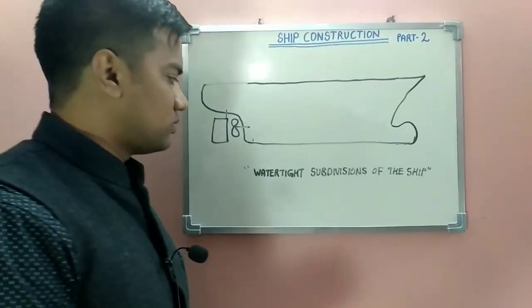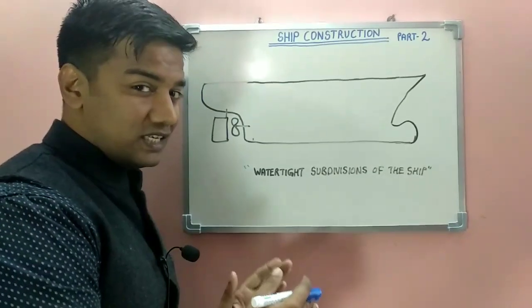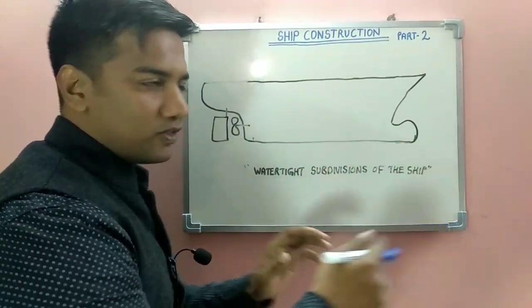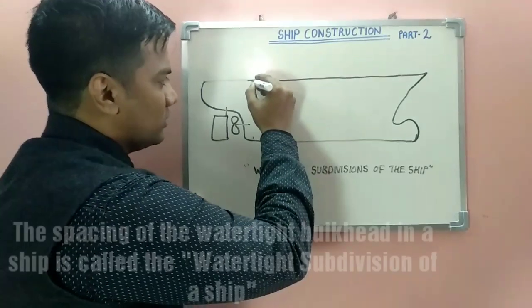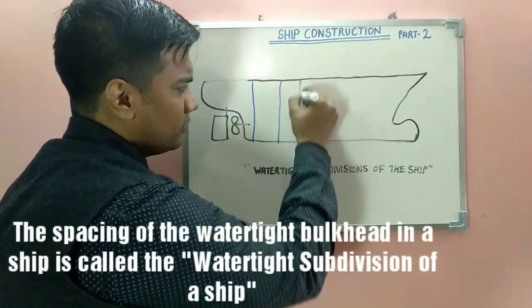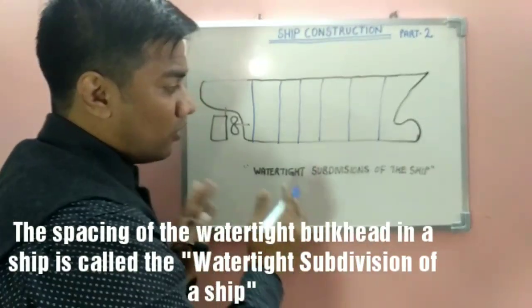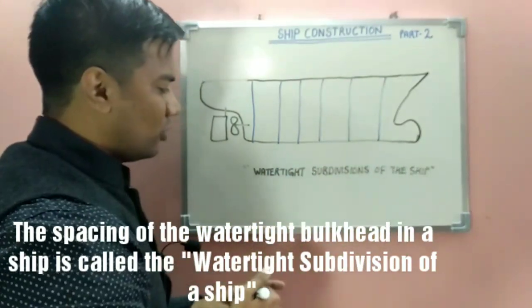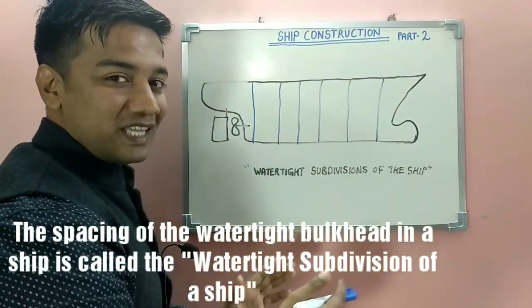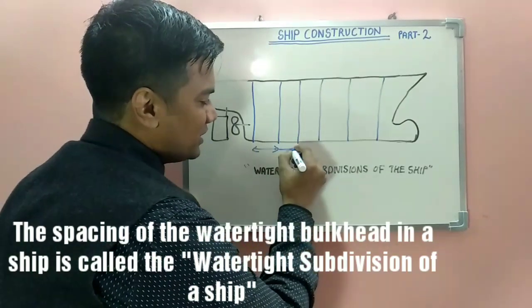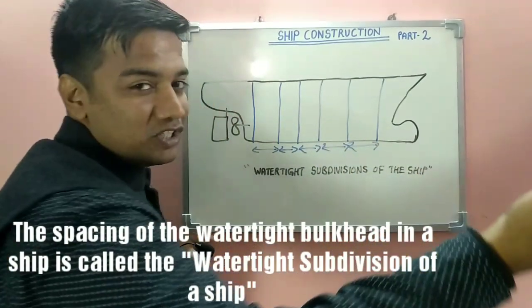So our next topic is, what is watertight subdivision of the ship? Now, watertight subdivision of a ship, the name itself suggests, is the watertight subdivisions of a ship. Now, how are these subdivisions formed? If you want watertight subdivisions, you require what? Watertight bulkheads. So these are the watertight bulkheads. They may be spaced as required. Now the spacing of these watertight bulkheads is called your watertight subdivision of the ship. So this is how the definition comes. The watertight subdivision of the ship is nothing but the spacing of your watertight bulkheads.